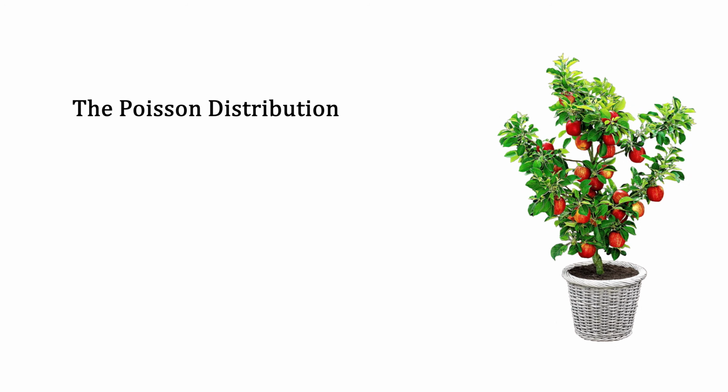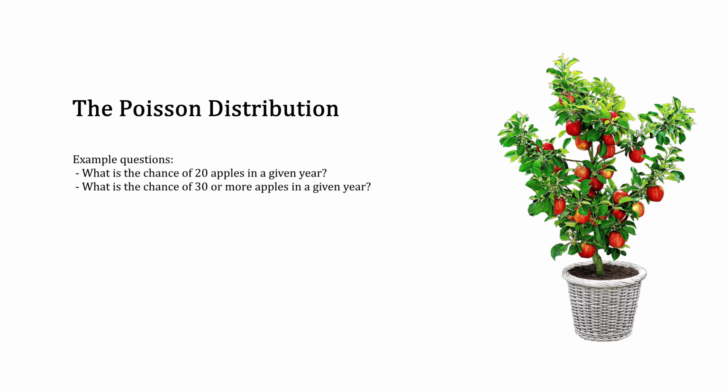Suppose you have an apple tree, and you want to predict the number of apples that it will produce in a year. For simplicity, let's assume the tree blooms once a year. Think of questions like, what is the chance of getting 20 apples in 1 year? Or what is the chance of getting at least 30 apples in a year? And what is the largest number of apples that I can realistically expect? These types of questions can be answered using a Poisson distribution.